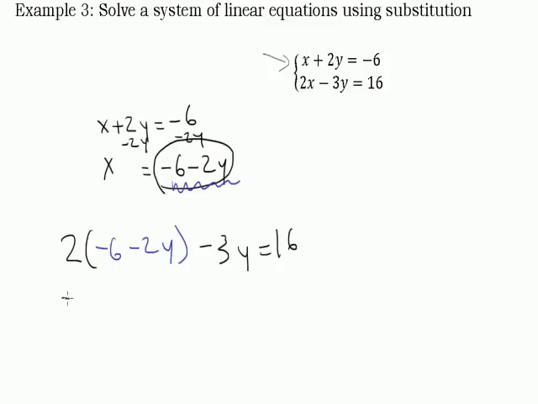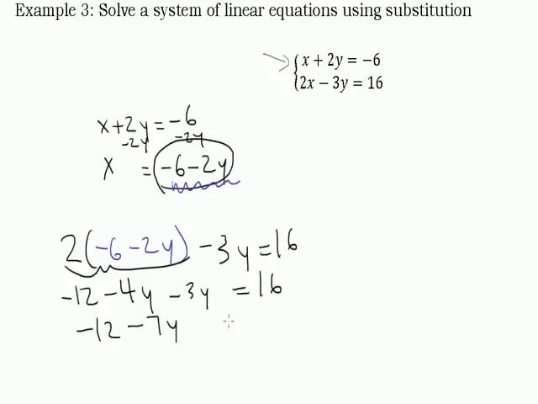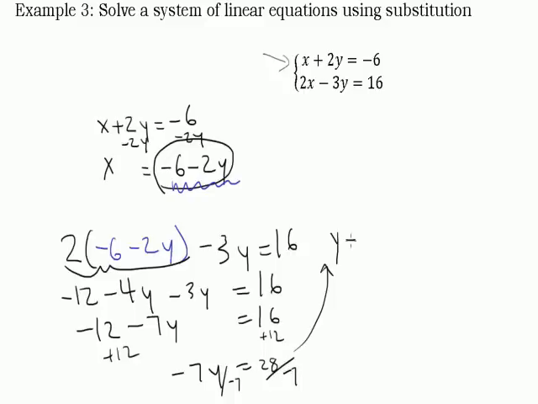Distributing the 2, we get a negative 12 minus 4y from this first part right here, minus 3y should equal 16. Just bringing down the rest. Combining like terms on the left-hand side, I'll get negative 12 minus 7y equals 16. Adding 12 to both sides, I'll have negative 7y equals 28. So finishing this off, I need to divide both sides by negative 7, and I'll get y should equal 28 divided by negative 7, which should be negative 4. So I know the value of y.